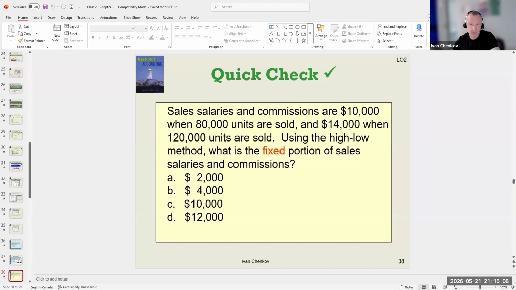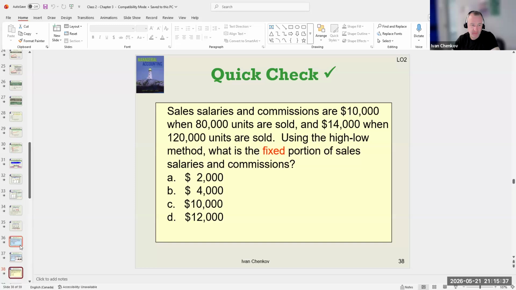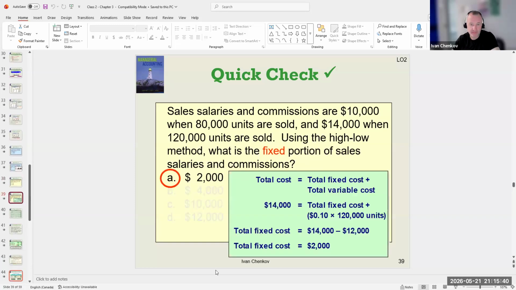Highest, we have 14,000 total cost, 120,000 units, and the cost per unit we already calculated is 10 cents. So what do we have? 14,000 minus how much will be 120 times 10 cents? Okay, so the answer will be 2,000, which is A. Correct? Excellent. And now you can predict the cost.